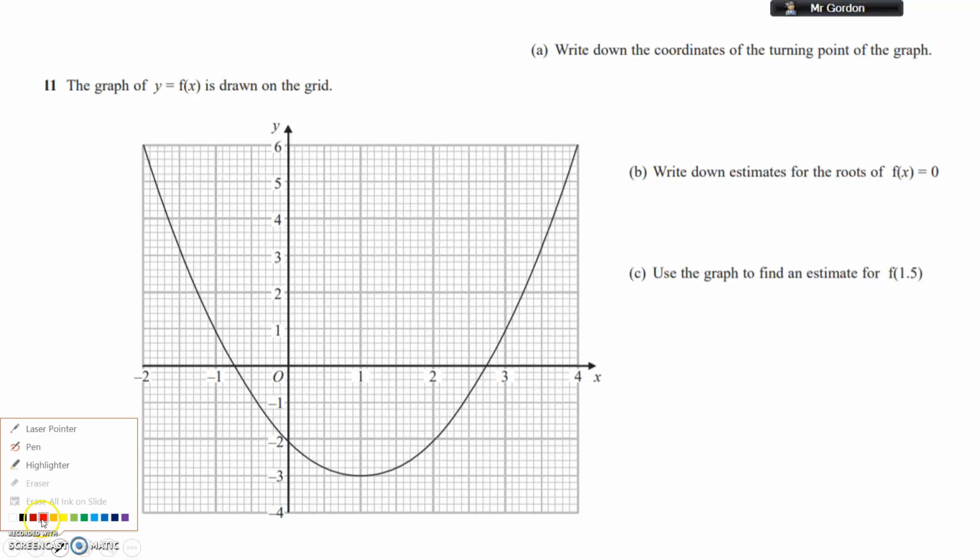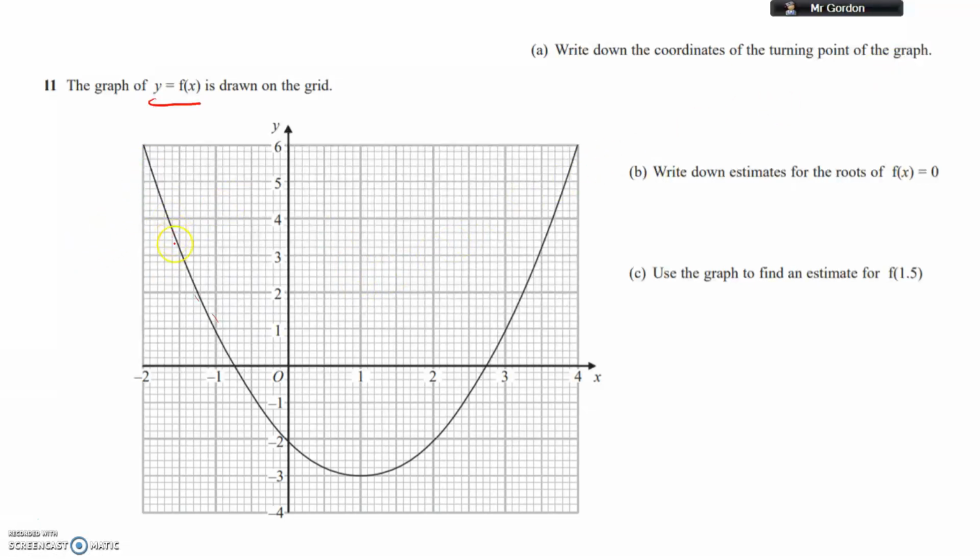Okay, right, so question 11. We're talking about the graph of y equals f of x, and let's just underline that. When it's talking about f of x, it's just talking about the graph here, the line. It says write down the coordinates of the turning point of the graph. So where does f of x turn around?